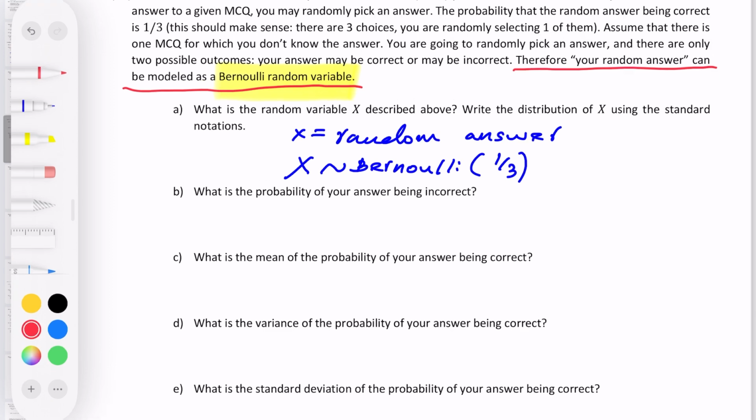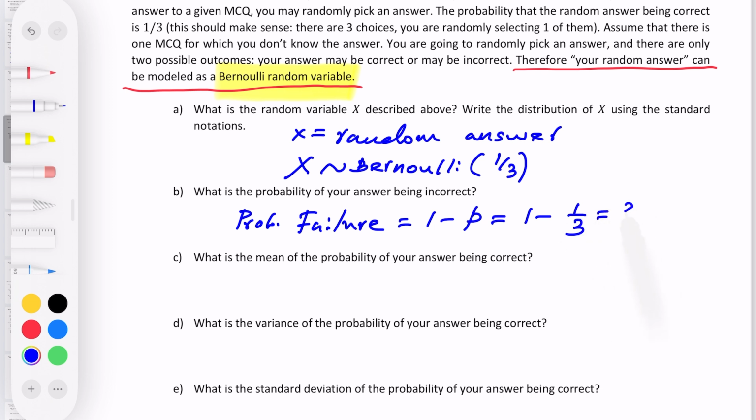Part B, what's the probability of your answer being incorrect? It's not correct, okay? It's incorrect. The probability of your answer being incorrect should be 2/3, right? That is the probability of failure. How did you define the probability of failure? Probability of failure was defined as 1 minus probability of success. We know the probability of success is equal to 1/3. So the answer for this question should be 1 minus 1/3, which is 2/3.